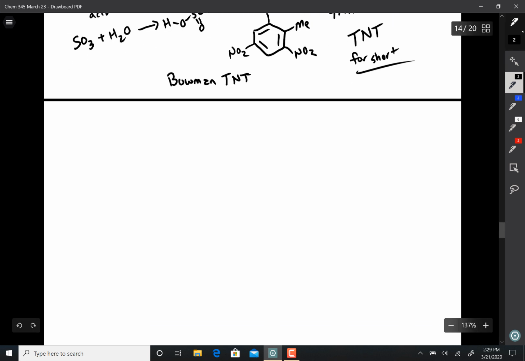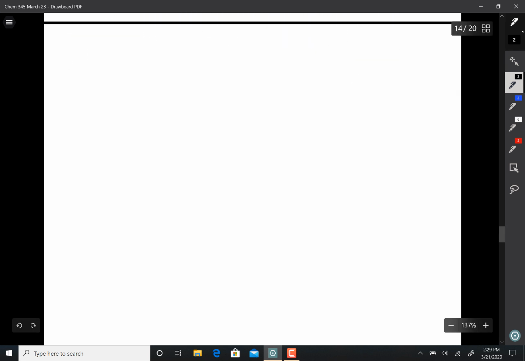I did promise to draw out the mechanism for the Wolff-Kishner reduction. I have no intention of ever asking a question regarding the mechanism of the Wolff-Kishner reduction. But if you want to see the mechanism, here it is in all of its glory.